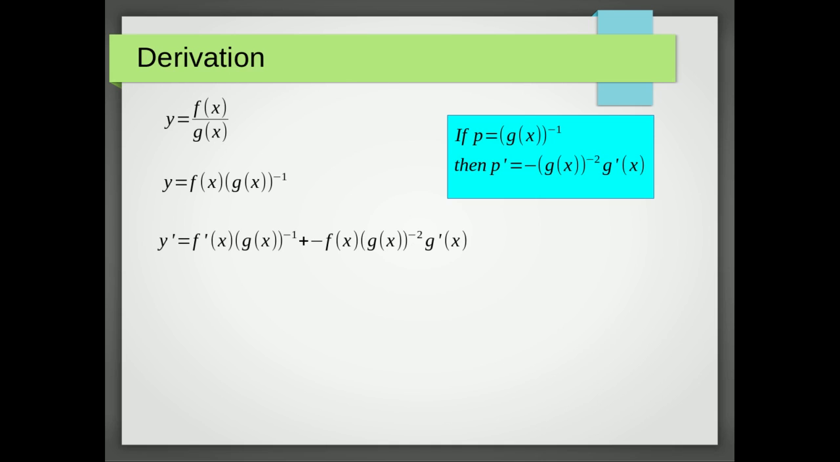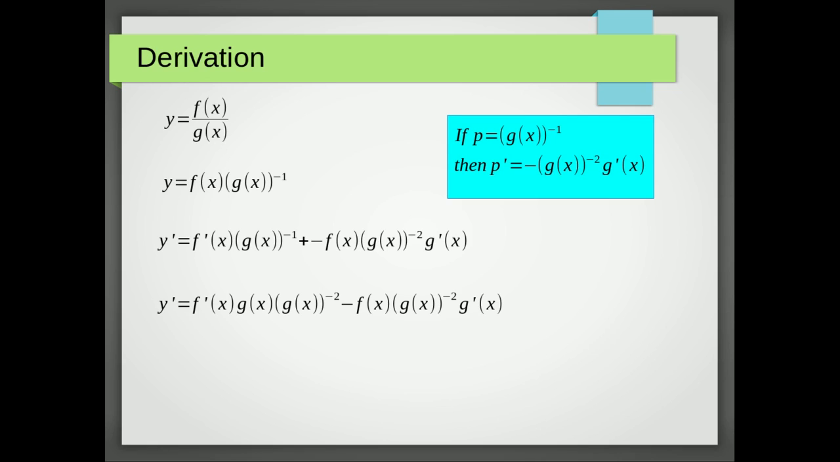So y dash is going to equal, we're going to differentiate the f of x to get f dash of x, and we're going to keep the g of x to the minus 1 the same. Then we're going to keep the f of x the same, and we're going to differentiate the g of x to the minus 1 to get that expression that we've just worked out previously. Now we want to simplify this, so the first term, I'm going to multiply the top and the bottom by g of x. That's going to give me f dash of x, a g of x, and a g of x to the minus 2, which would cancel out to put us back in the same position.